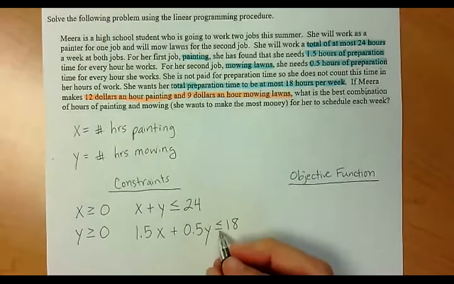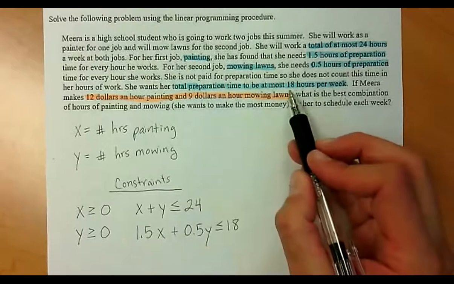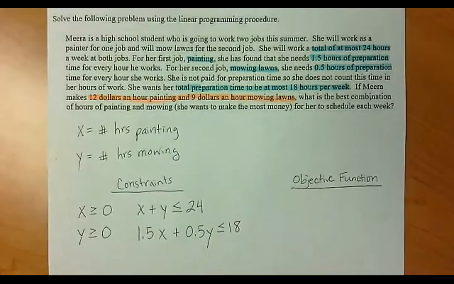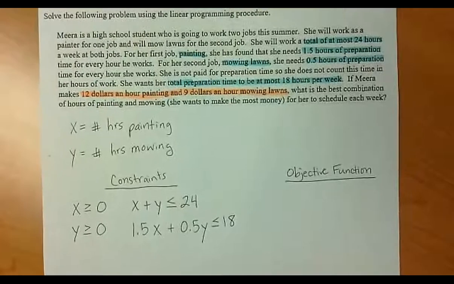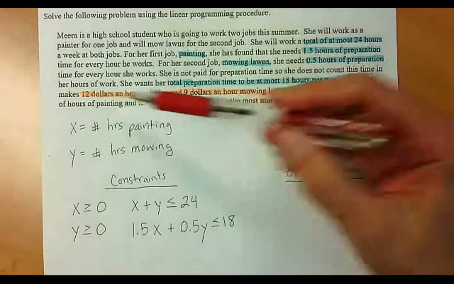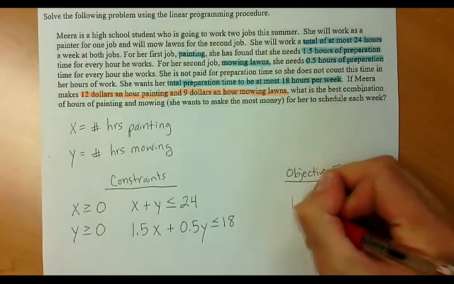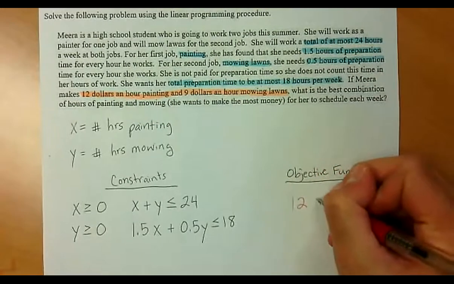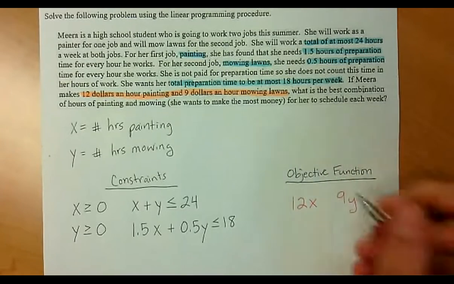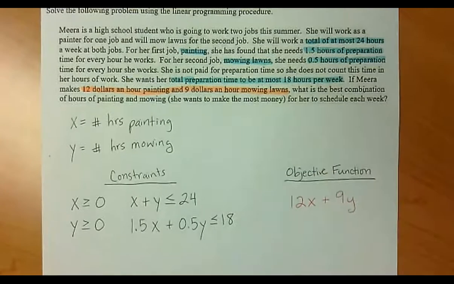And the reason I use the less than or equal to is because it can be 18 hours, but at most 18 hours. All right, so those are our constraints. Now, as far as our objective goes, what numbers are going to help us maximize our profit, how much we're going to make? So I'm going to make $12 an hour painting, and I'm going to make $9 an hour mowing. And the total amount of money I make is going to be the sum of those two values.